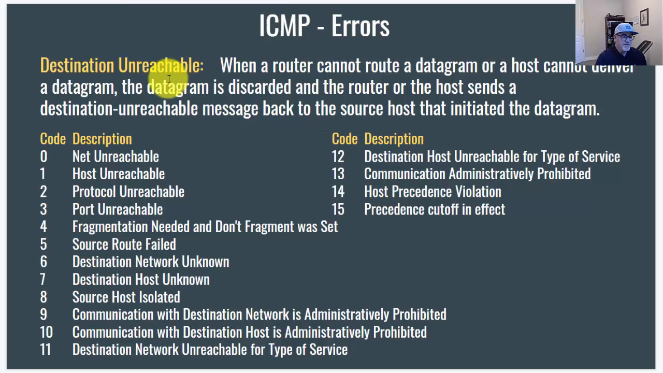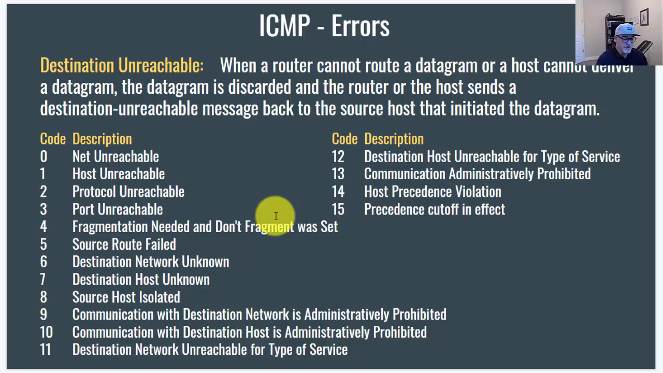ICMP errors. So here is a destination unreachable error. It's when a router cannot route a datagram or a host cannot deliver a datagram. The datagram is discarded, and the router or the host sends a destination unreachable message back to the source host that initiated the datagram.